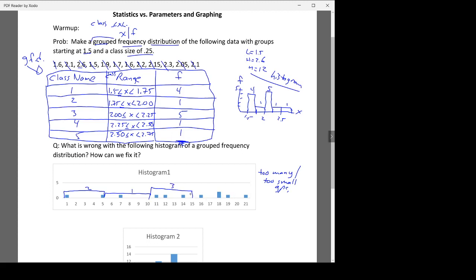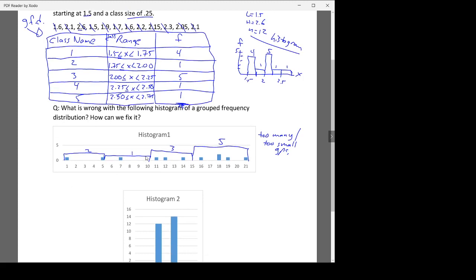1, 2, 3, 4, 5. Looks like 5 there. So it's a little more interesting if you combine about 5 of these at a time. So if you made larger groups, you'd have a more readable picture here.